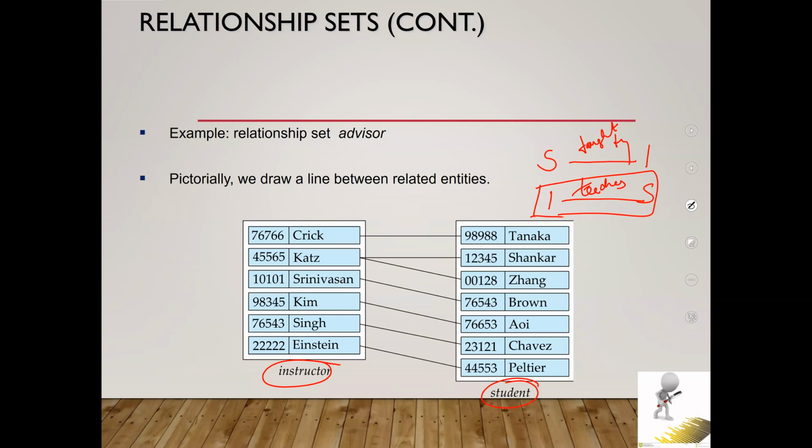The instructor called Crick teaches only a student called Tanaka. Katz teaches both Shankar and Zhang. Srinivasan teaches Brown. Kim teaches Levy. Singh teaches Chavez. Einstein teaches Peltier. So pictorially, when you represent, you simply draw lines between the related entities.